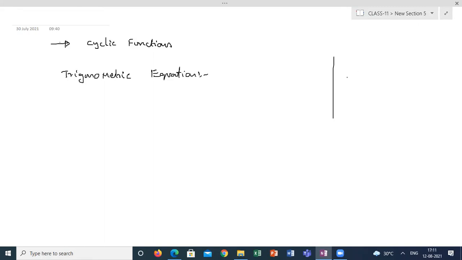Suppose I am taking an algebraic equation, this is a quadratic equation where the variable is x. If your variable is a trigonometric ratio, then it is called a trigonometric equation. Suppose I have tan x is equal to 0, tan squared x is equal to 0, or 2 tan x plus sec x is equal to 0.